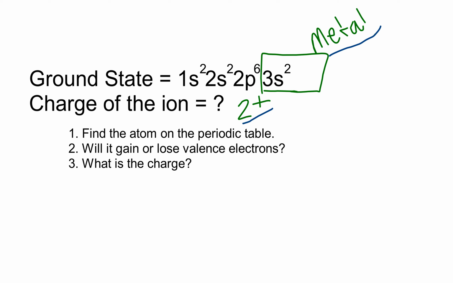Right? So when you're given the ground state electron configuration, the first step is to find it on the periodic table. Then you're going to decide if it's going to gain or lose electrons, and then what charge is it. Okay.